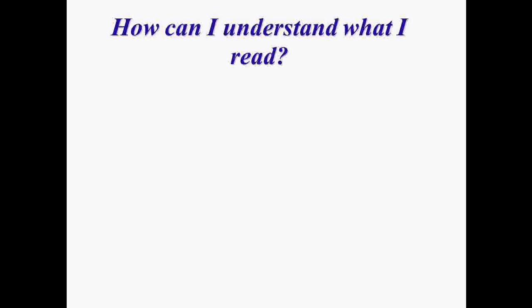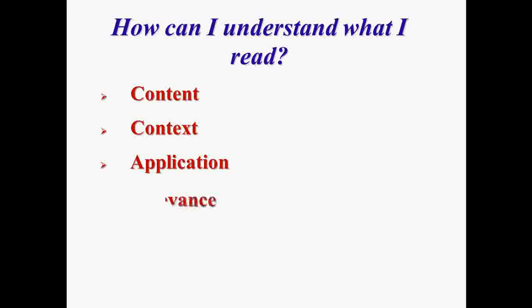We're going to try to answer this question. How can I understand what I read? It's a very simple question, and the answer is actually also very simple. I'd like to put a disclaimer out right here that the four things are not exhaustive. That means there are other things to consider, but they are necessary. That means if we leave out any of those four things, we're likely to misunderstand what is being said. So what are the four things? The four things are the content, the context, the application, and the relevance of the passage.